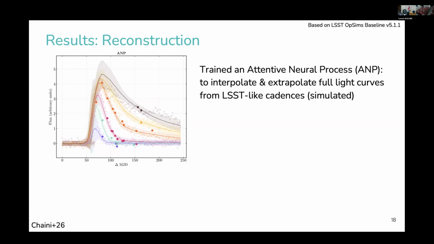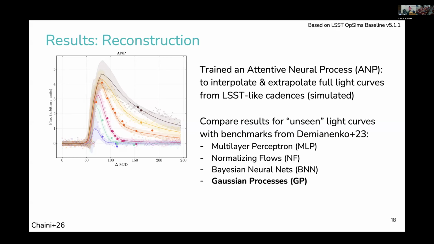So if you have a light curve where you've only seen the solid points, the model only sees that and can reproduce the full light curve, which is the lines you see on this plot. And the background crosses are just the ground truth values, which the model does not see. But you can see that the ground truth value is quite close to the predicted value by the neural process.